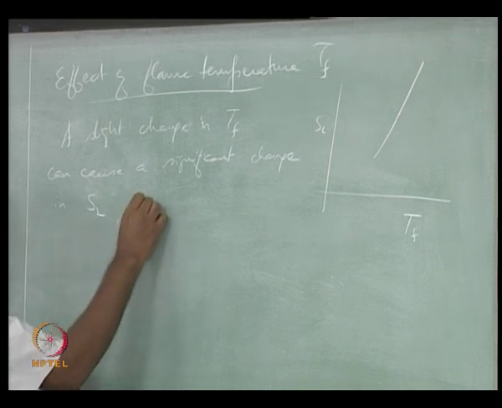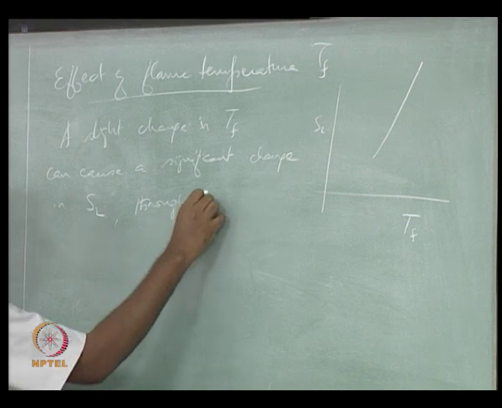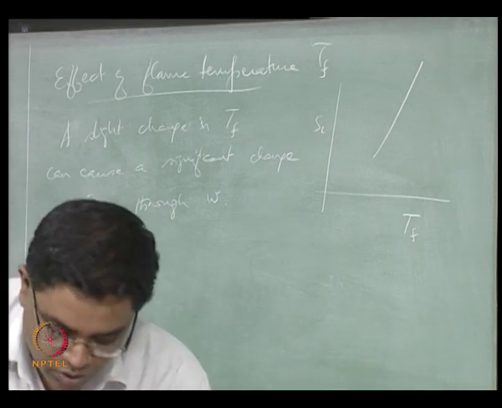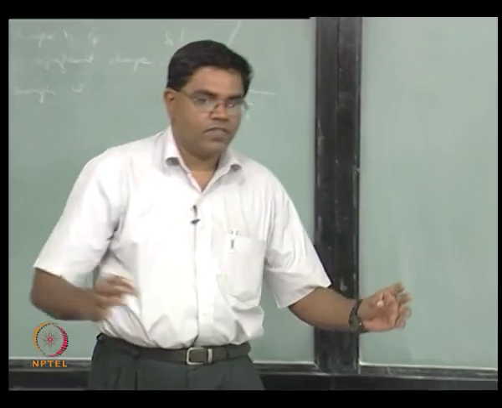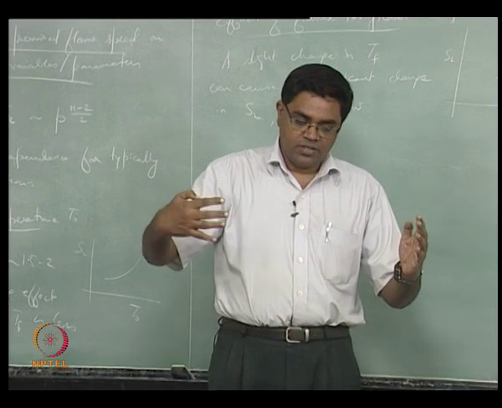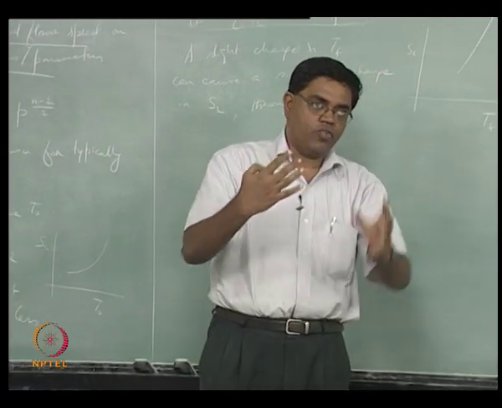Through W, that is the reaction rate. So now if you go back and think about this, the first thing that we did, when we wanted to look at the structure of the premix flame, we said the reactants get in and then the temperature rises and then goes to the reaction zone.